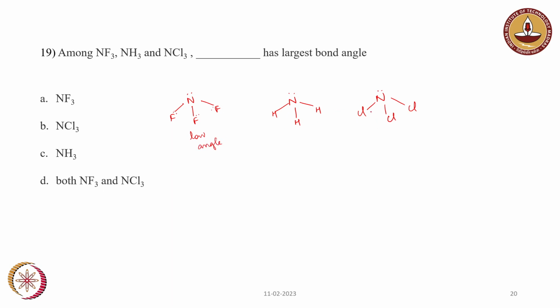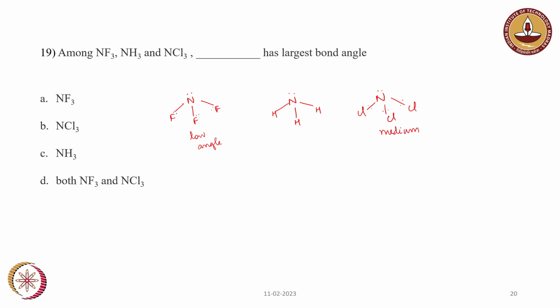Here chlorine is more electronegative than nitrogen. So the electrons will be closer to chlorine, but not as close as to fluorine, because chlorine is less electronegative compared to fluorine. So the bond angle will be medium.